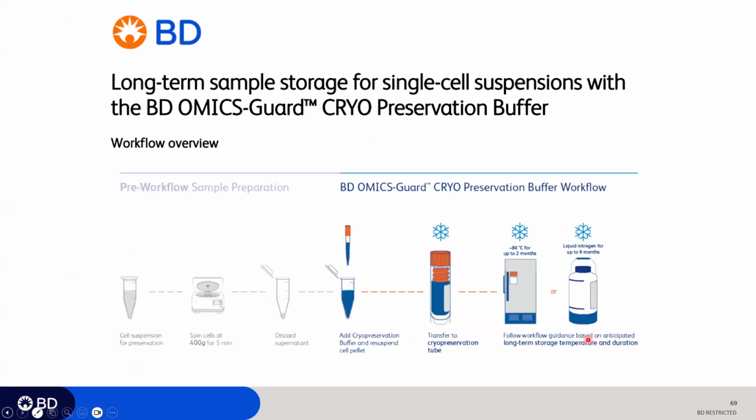We've also recently launched our long-term sample storage solution, which we call OmicsGuard Cryo. This has been validated for single-cell suspension, and effectively, we add this preservation reagent to the sample, and you're able to store your samples at -80 for up to 2 months, or in liquid nitrogen for 9 months. So very excited about this long-term solution, and it also will be helpful in helping maintain your sample integrity.